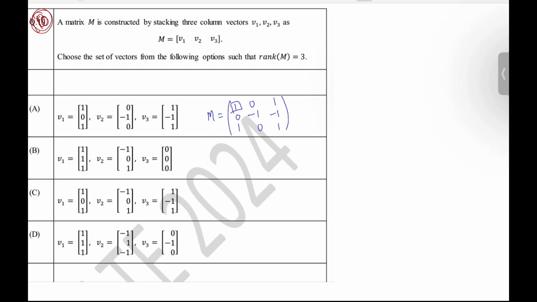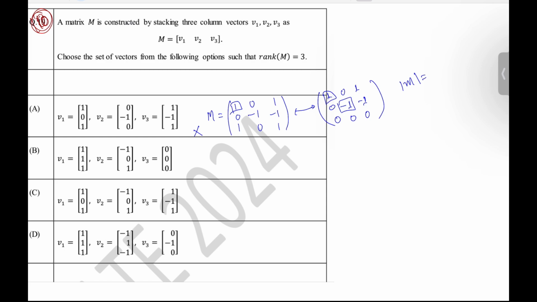So let me do it with the elimination. If this is the pivot, we simply apply the elimination steps. We are not doing anything with row 2, and this will be 0. So 0 minus 0 is 0, 1 minus 1 is 0, right? So the maximum pivots we can get are these 2 pivots. We cannot have a third pivot in this case, right? So the rank of this matrix cannot be 3. So this option we can neglect, or you can just find the determinant of this matrix M.